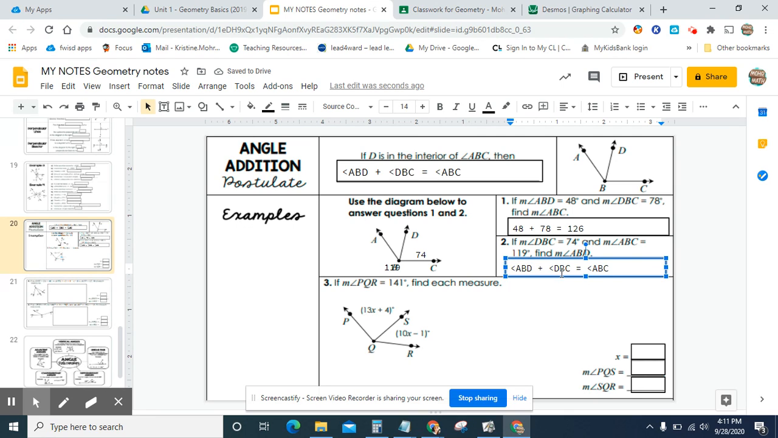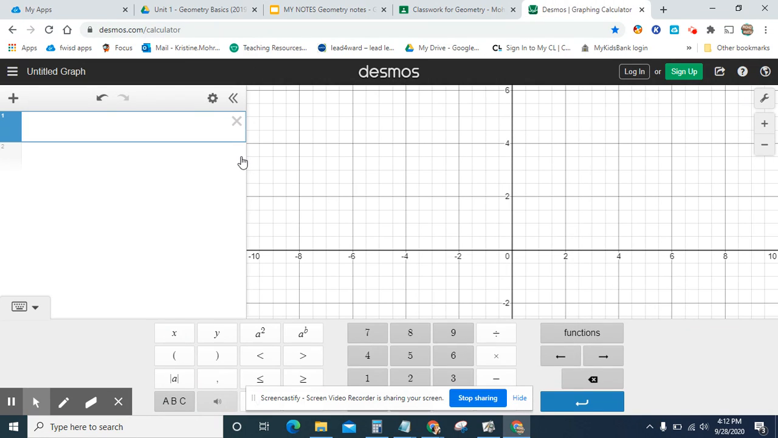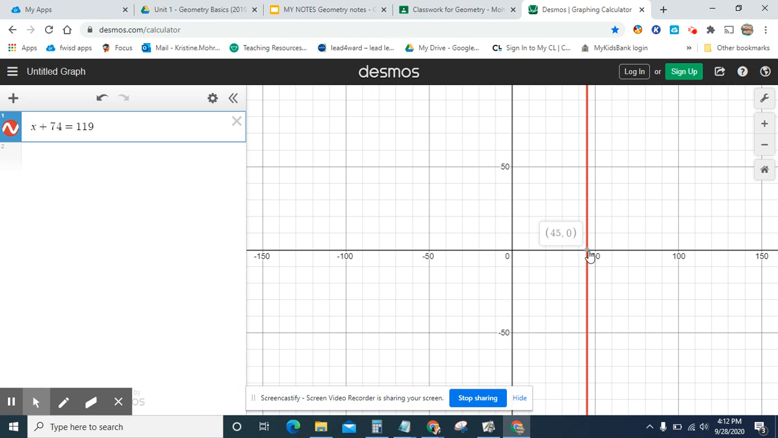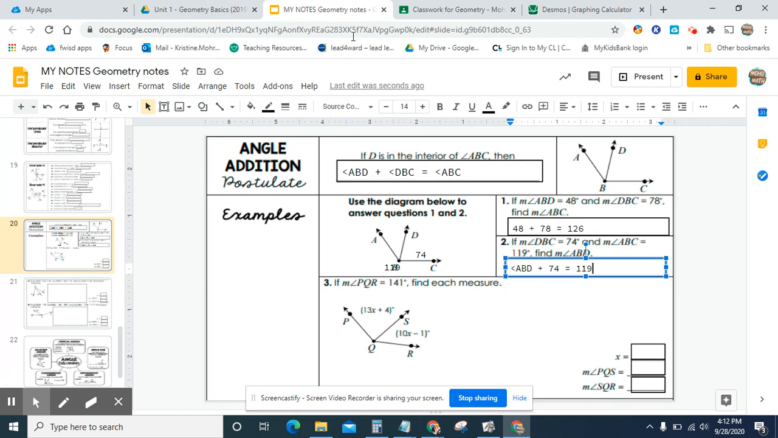Well, we don't know what angle ABD is. We do know what DBC is, 74, so let's substitute that, 74. And angle ABC, they told us, was 119. So we need to figure out some number plus 74 equals 119. If you don't know, we can go to our calculator and say x plus 74 equals 119. So it is 45. So ABD in this case is 45.